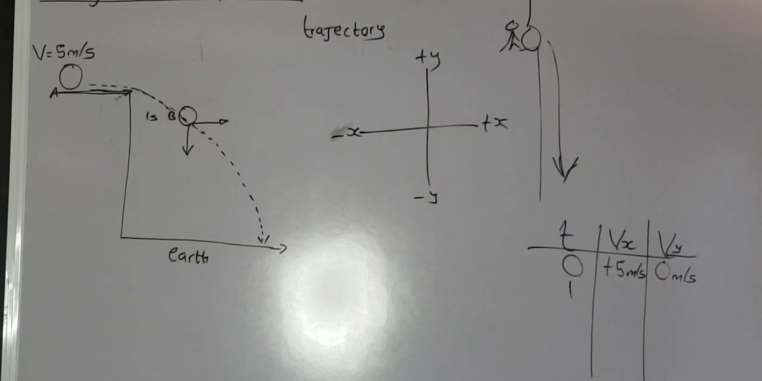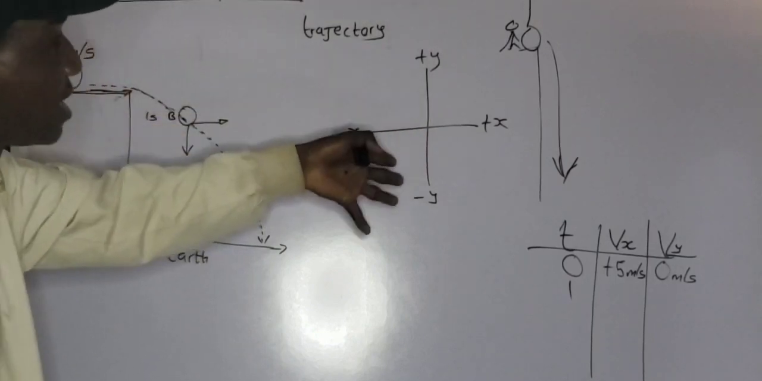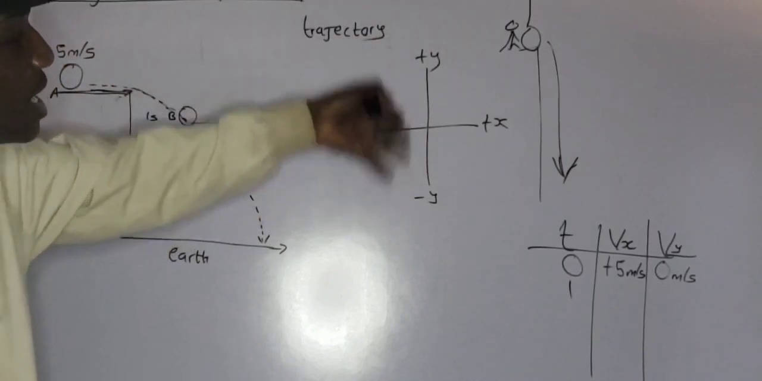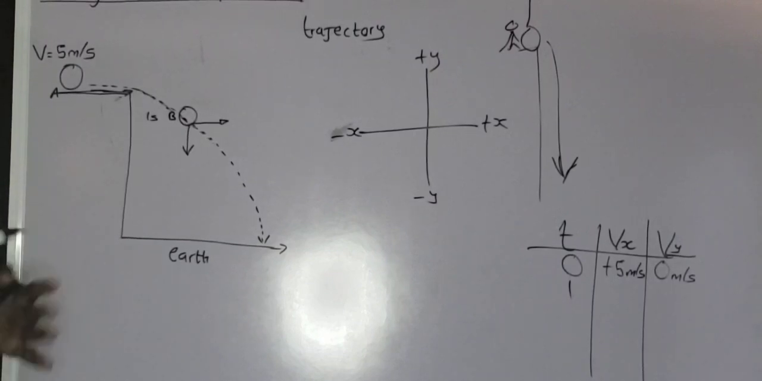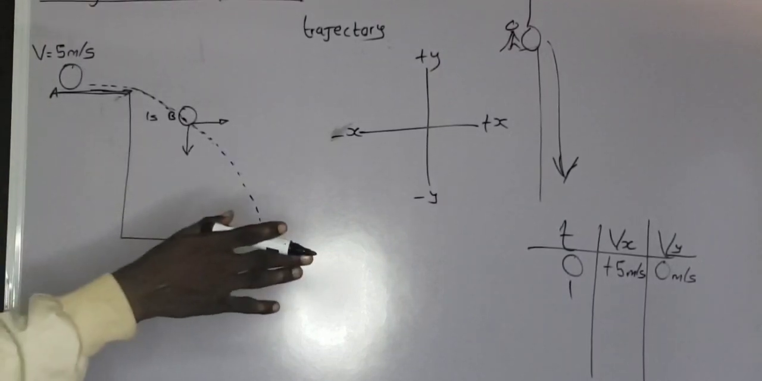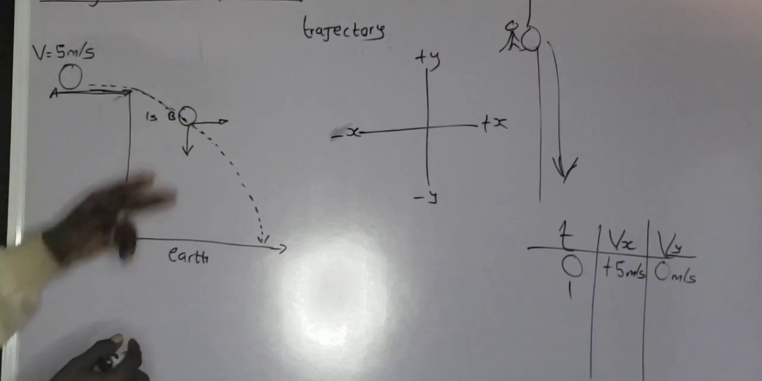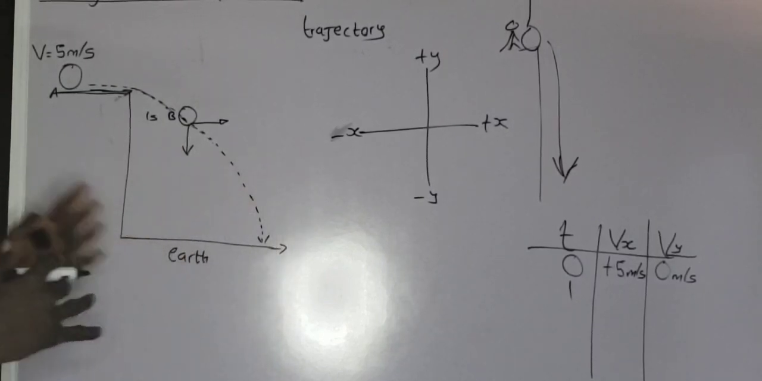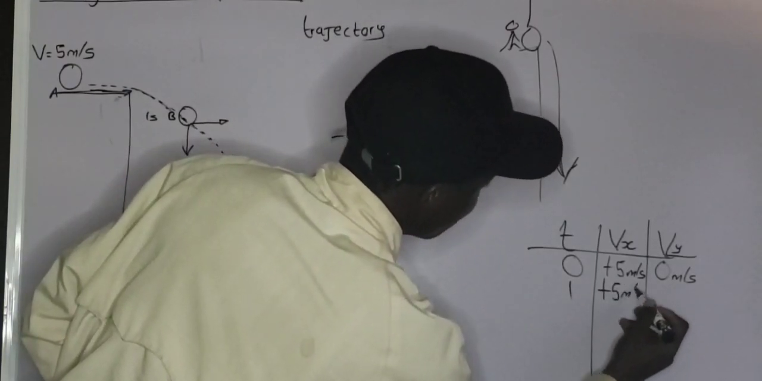Gravitational acceleration only affects the vertical movement of the ball. That is, when the ball travels vertically, the gravitational acceleration affects it, but not when it travels horizontally. Do you understand? So now, the velocity of the ball along the horizontal axis will still remain plus 5 meters per second.